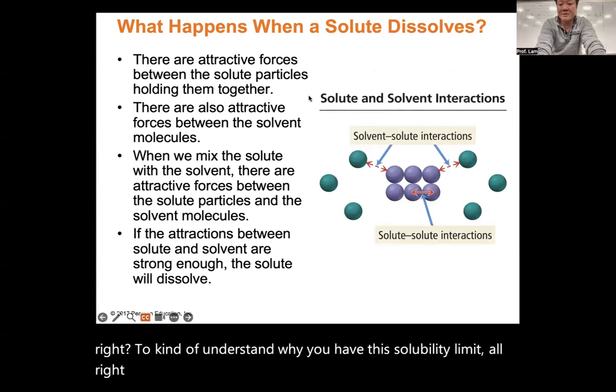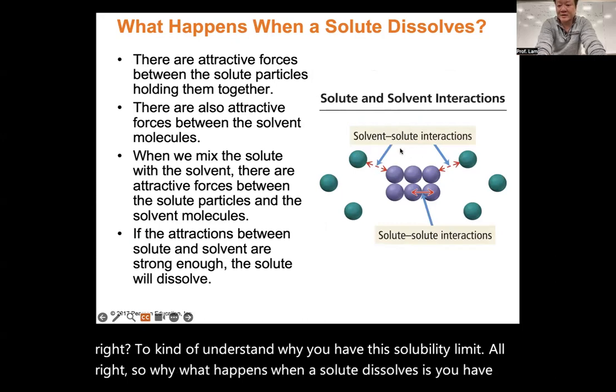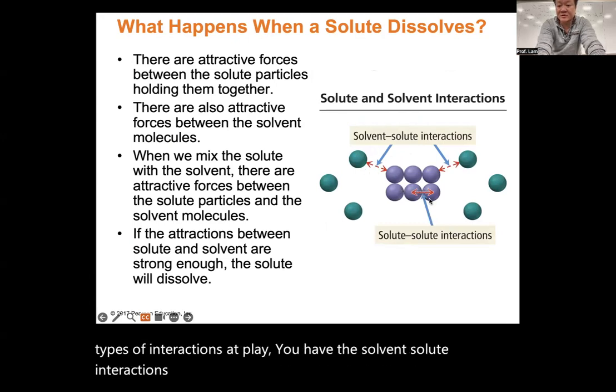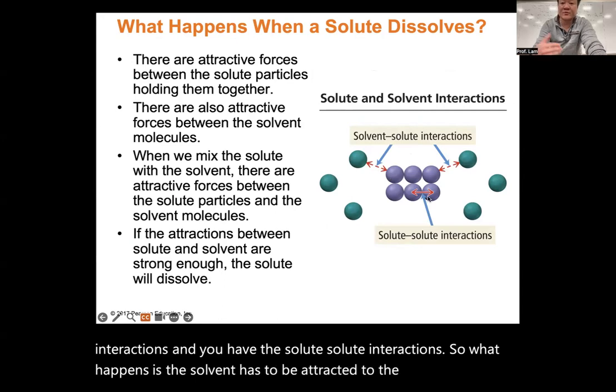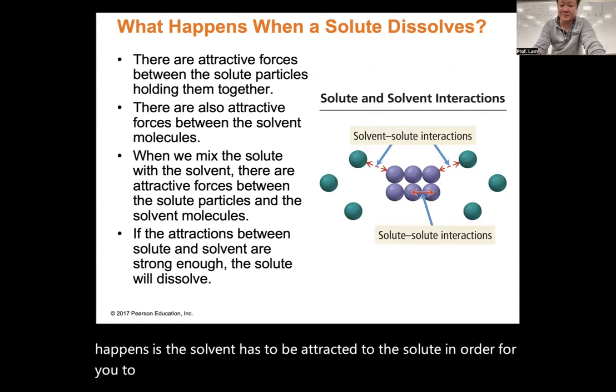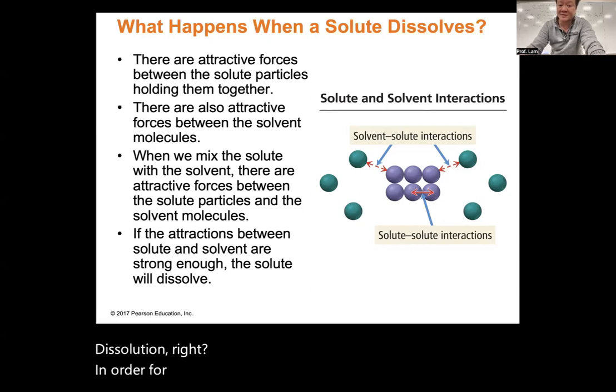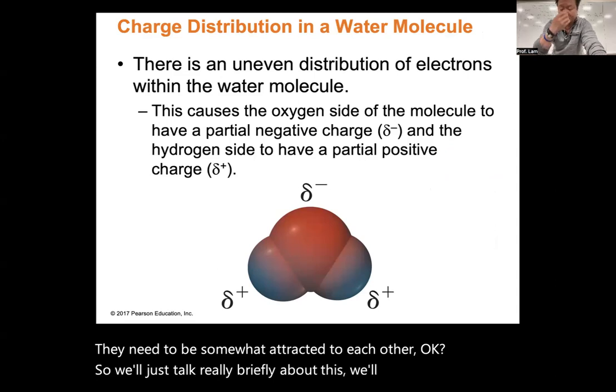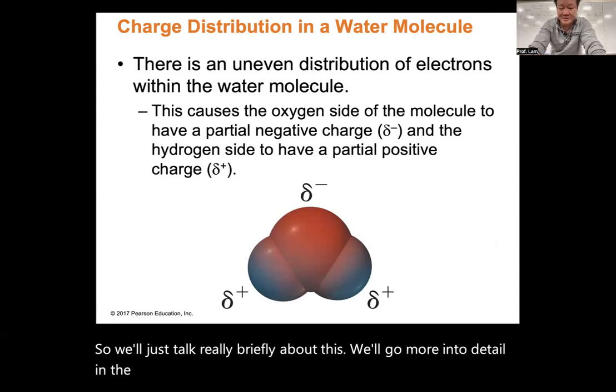What happens when a solute dissolves is you have two types of interactions at play. You have the solvent-solute interactions, and you have the solute-solute interactions. The solvent has to be attracted to the solute in order for you to have dissolution. In order for things to dissolve, they need to be somewhat attracted to each other. We'll just talk really briefly about this, and go into more detail later in the semester.